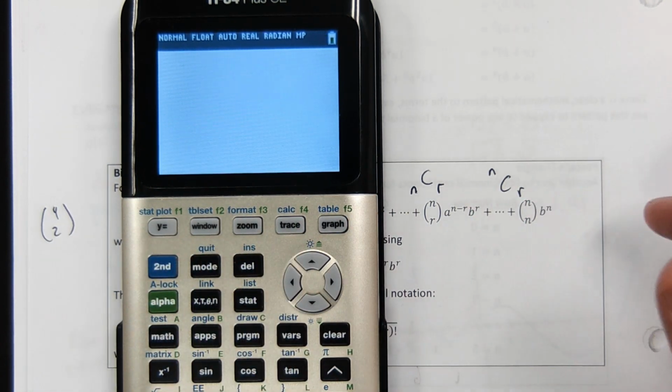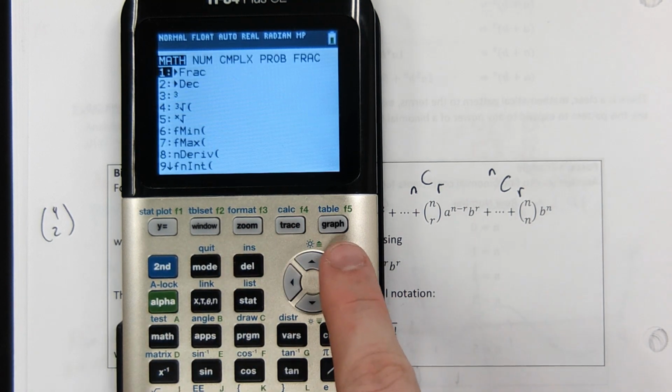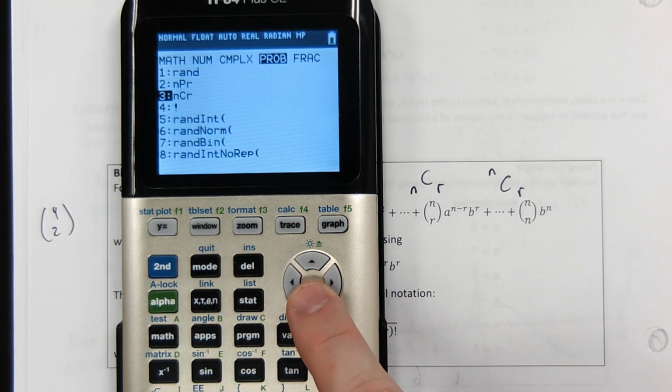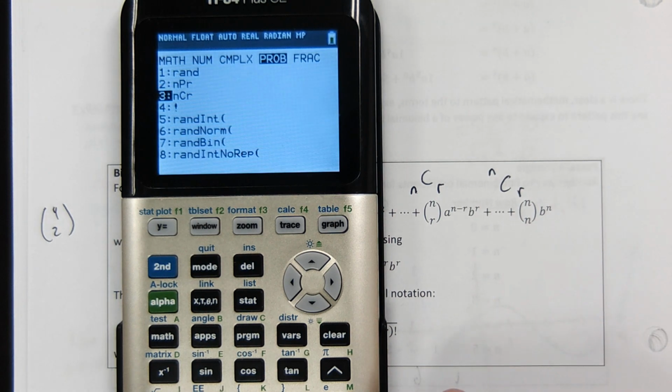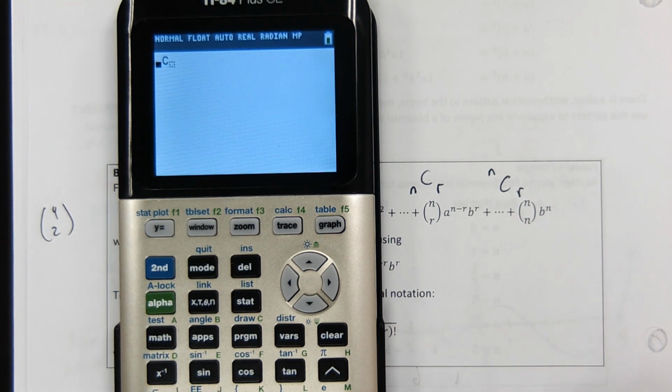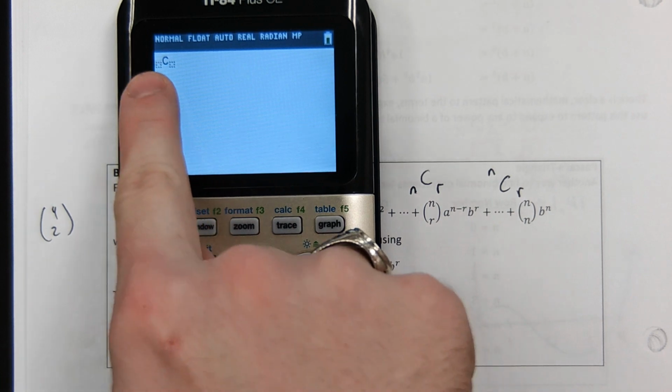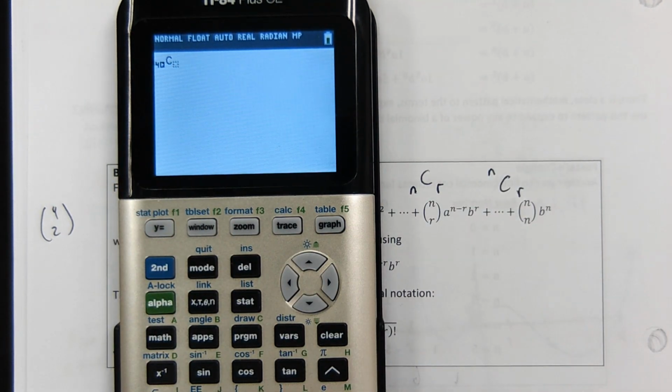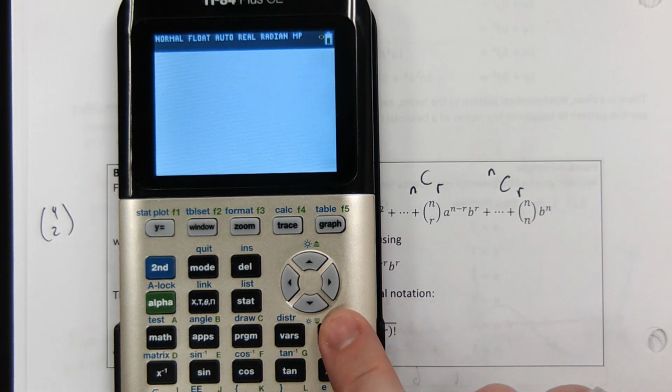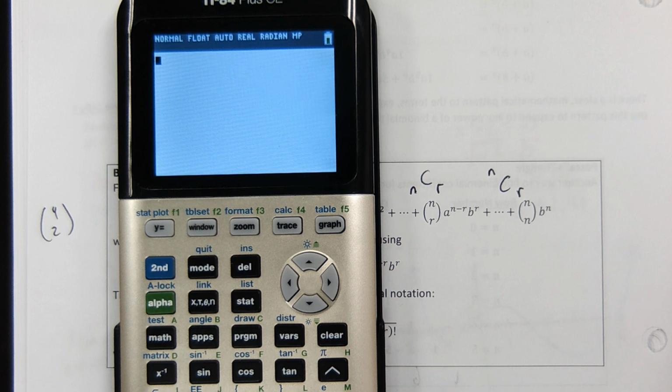You can either do alpha window, or you can press Math, go over to Prob, and scroll down to 3. But look what happens when you do it. It comes up like that. Like I said, that's what our calculator is going to show you. And just to show you, 4 choose 2 is 6. So if it's a really old operating system, you would have to do the 4, and then Math, Prob, nCr, then the 2, and hit Enter.